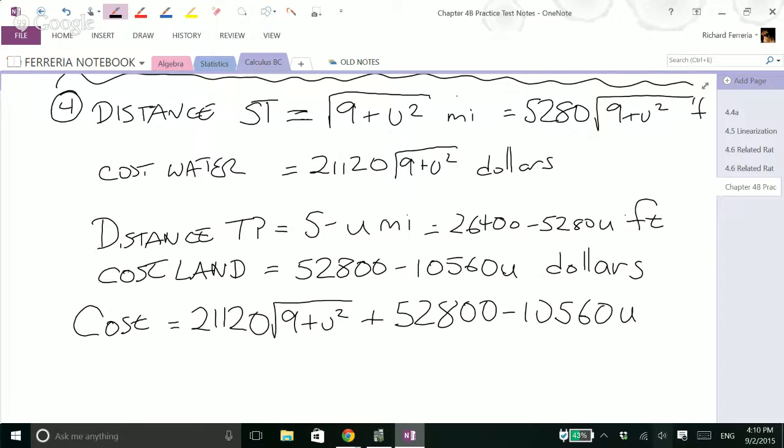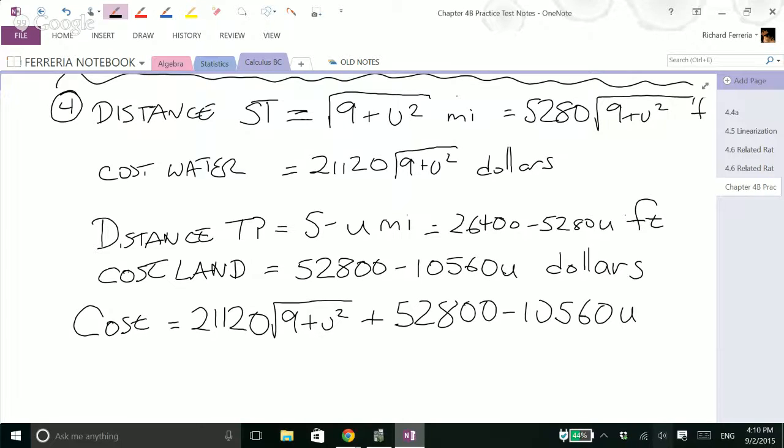Because remember what we said, the cost of running this entire pipe would be the cost on land plus the cost on water. So the first thing we did was calculate how much it costs to put the pipe in the water and how much it costs to put the pipe on the land part. Put it together, that's the total cost. Then the rest is pretty easy, right? Now we take our derivative and we look for criticals.